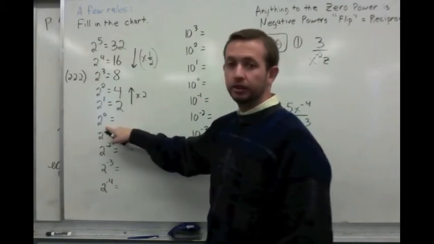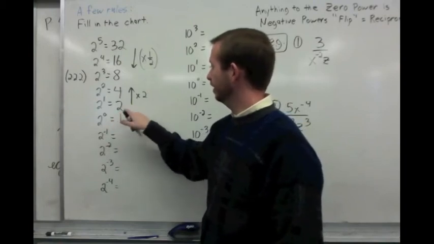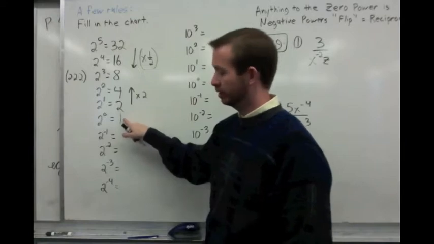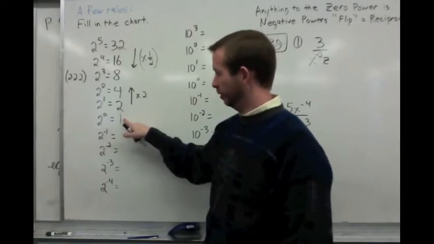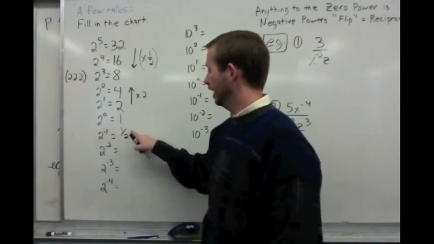Anyways, 2 to the 0, anything to the 0 power is 1, and that fits, because 2 divided by 2, or multiplied by 1/2, is 1. What's 1 multiplied by 1/2? It's 1/2. What's 1/2 multiplied by 1/2?